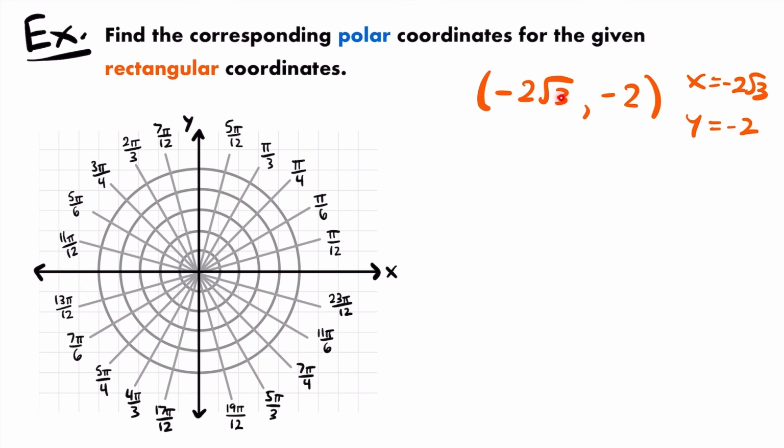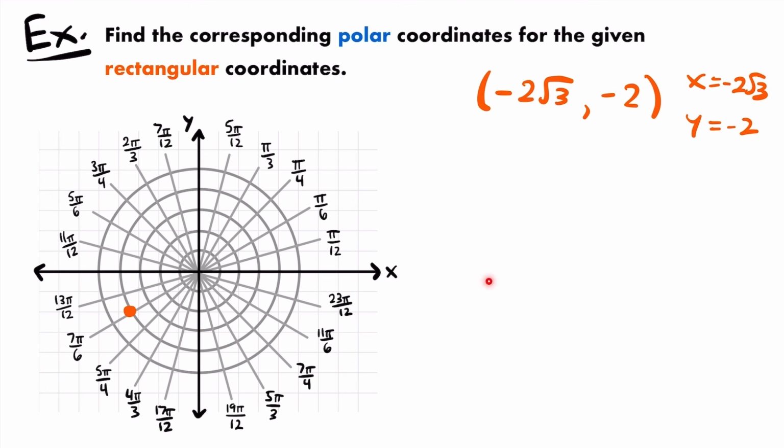And 2 times the square root of 3 is approximately 3.46 or 3.5. And so if we have -2 times the square root of 3, think of that as -3.5. All right, so if our x value is -3.5, we'll go 1, 2, 3, and a half. And then a y value of -2 takes us 1, 2 here. All right, so this point right here is the point that is represented by those rectangular coordinates.